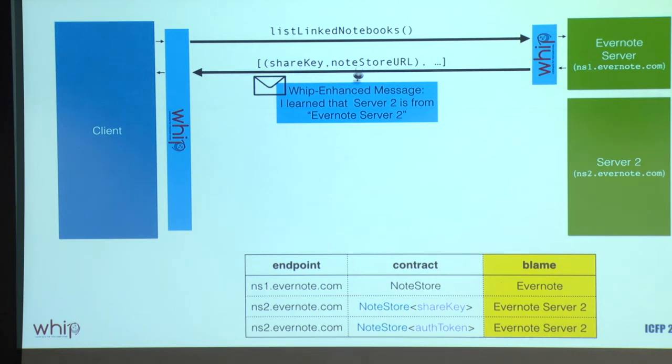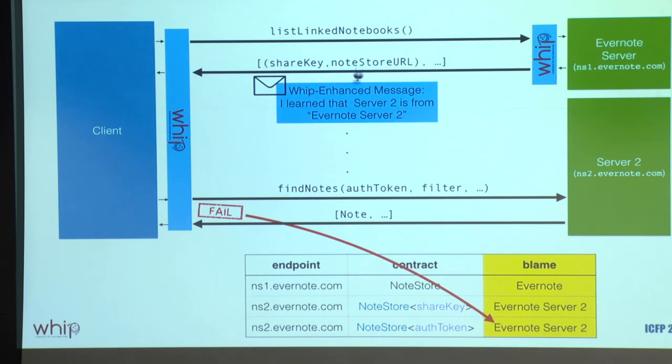Also, we don't add any new messages, we're just piggybacking on the existing ones. So the upshot of this enhanced communication is that when a client encounters an error, it can now more precisely identify that Evernote server 2 was the source of the fault. Also, this lets the Evernote server avoid being blamed for services it just learned about.